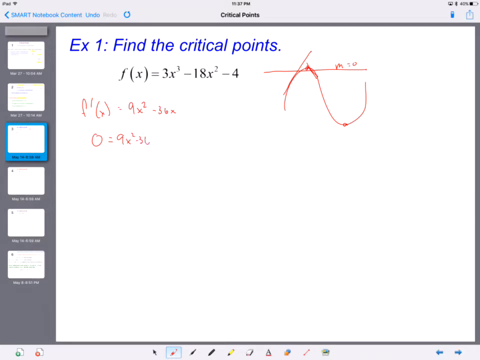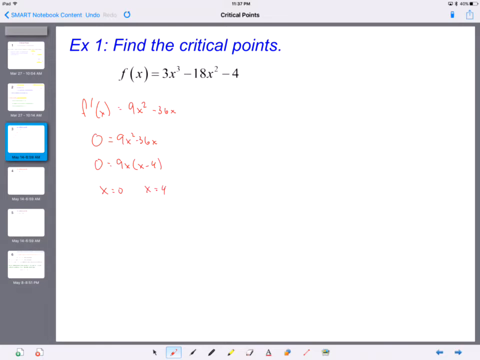And if the slope is 0, how do you solve for the x value? Well, now you're into solving polynomials, and this one's a quadratic, so looks like we can take out a GCF of 9x, and that'll leave us with x minus 4. So we get two possibilities. We get x equals 0, and we get x equals 4.